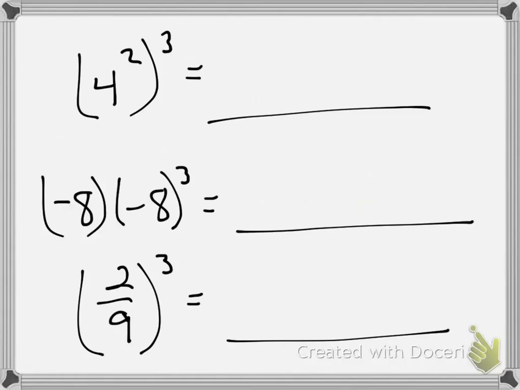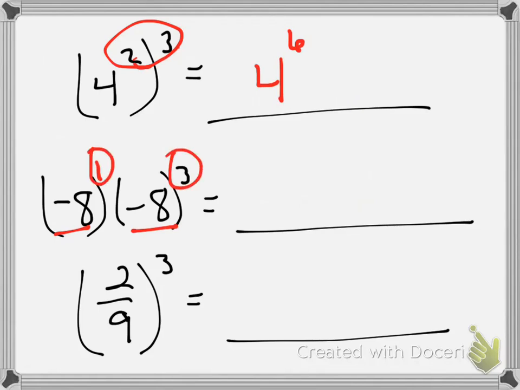I have 3 examples on this page. The first one is power to a power, which means multiply. So 2 times 3 is 6. The next one has 2 bases. So if I have 2 separate bases, then I'm going to add the exponents. So this is negative 8 times negative 8 to the 3rd, which means negative 8 to the 1st power times negative 8 to the 3rd power. These will be the 2 powers I'm going to combine. So I have negative 8 as my base. 1 plus 3 is 4.